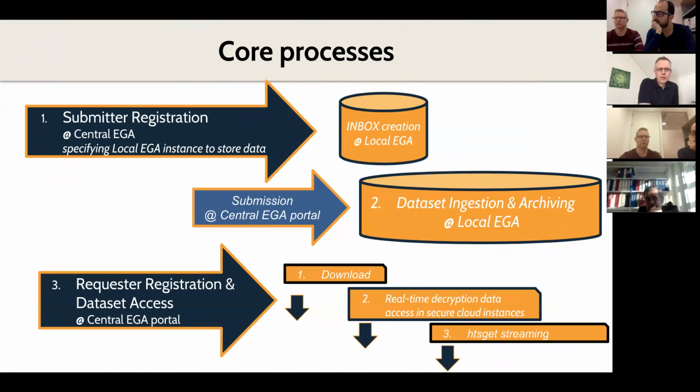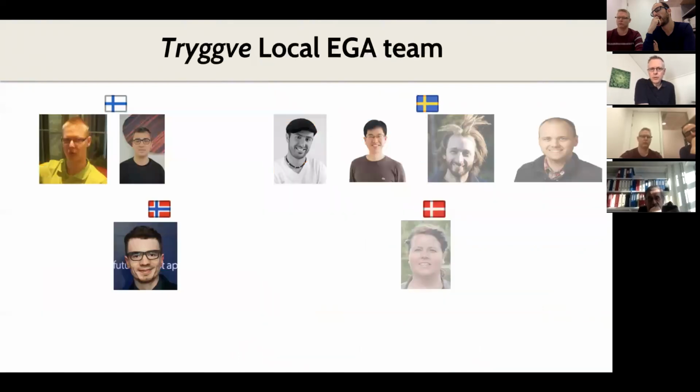That should then make it possible for that requester to download the data from the local instance, either by HTTPS or real-time decryption access or HTSGET streaming are the protocols that we are, in the first instance at least, supporting. So we can move on.